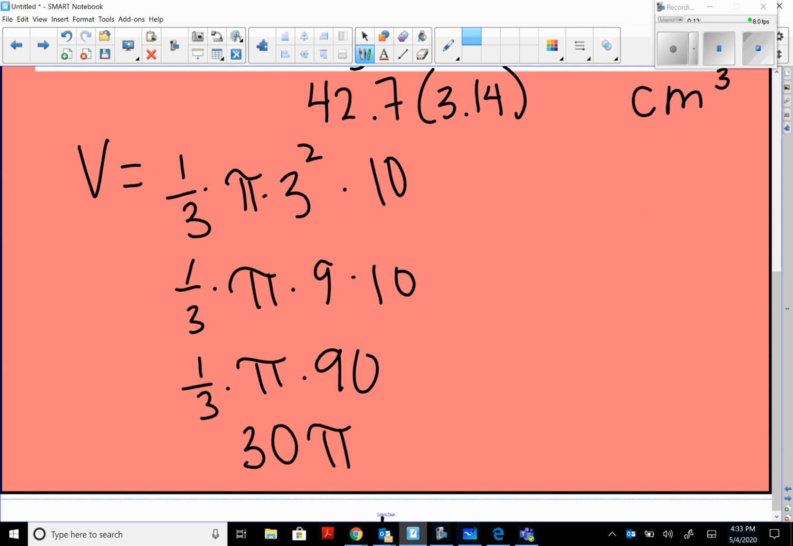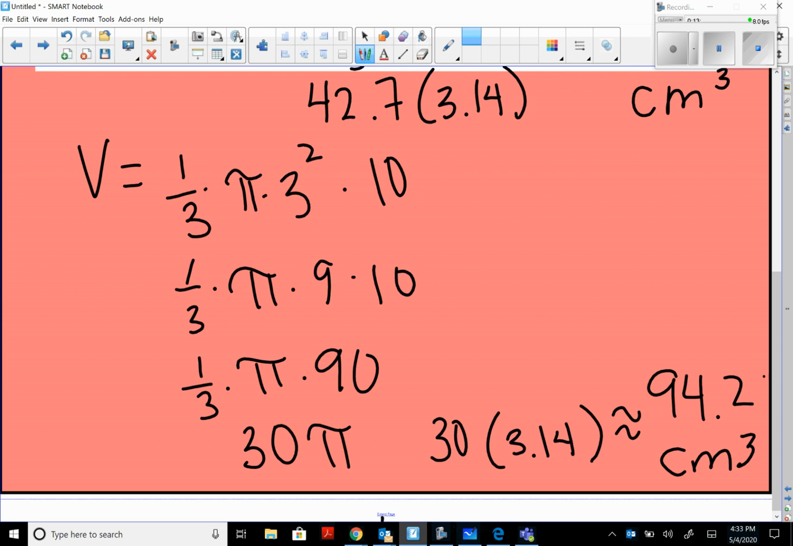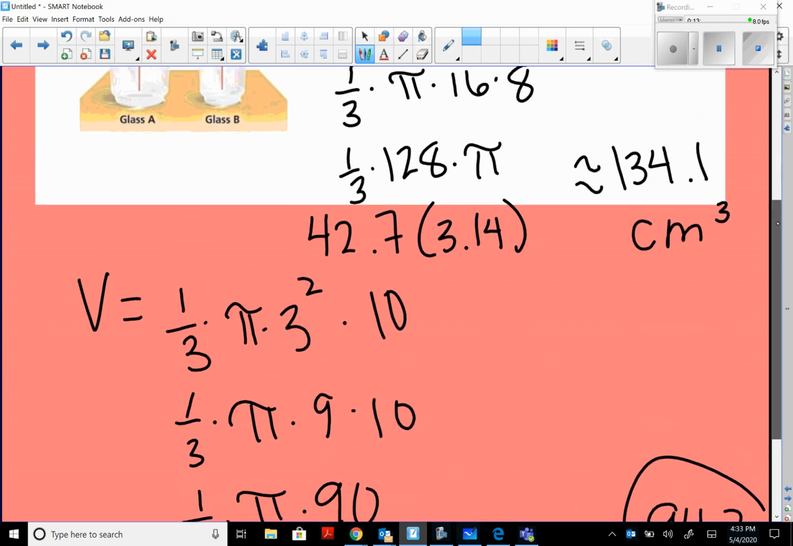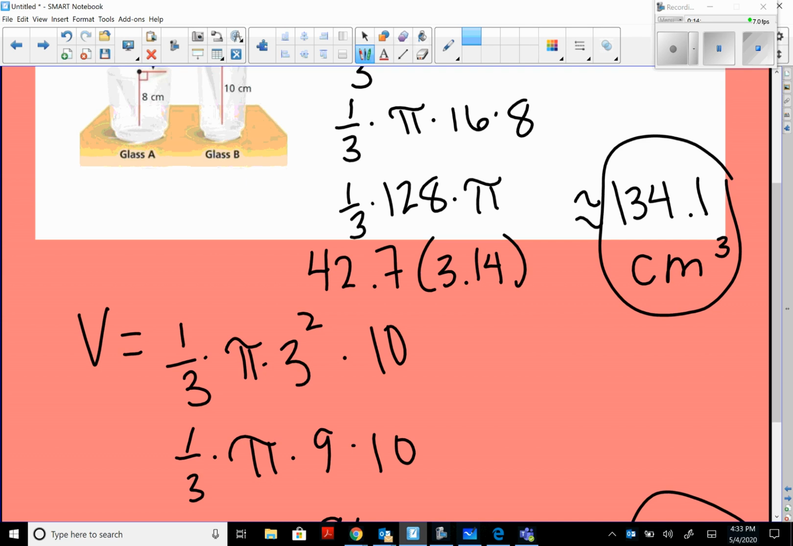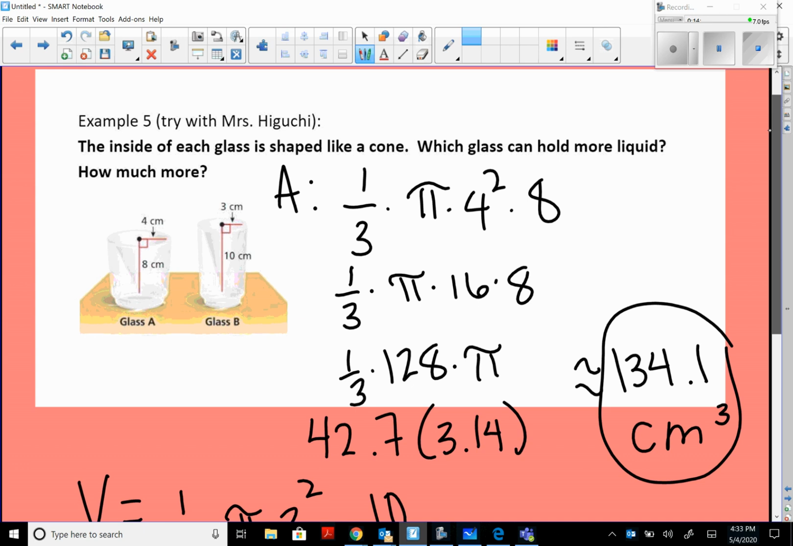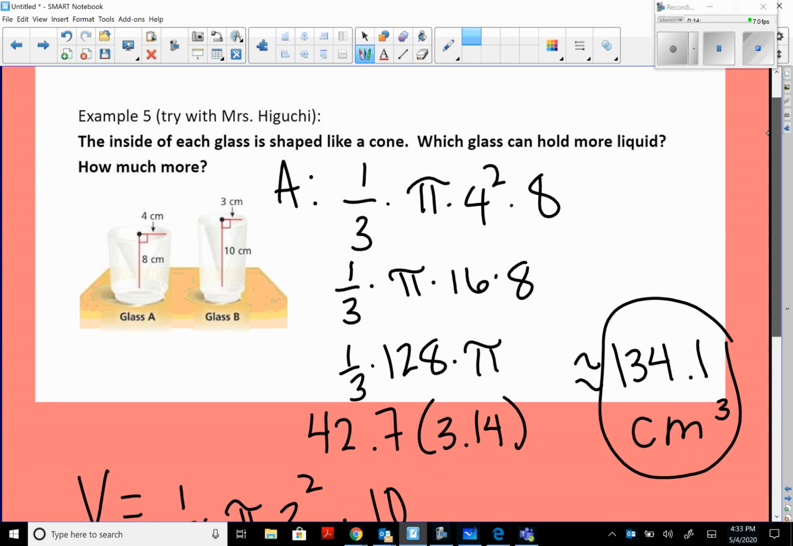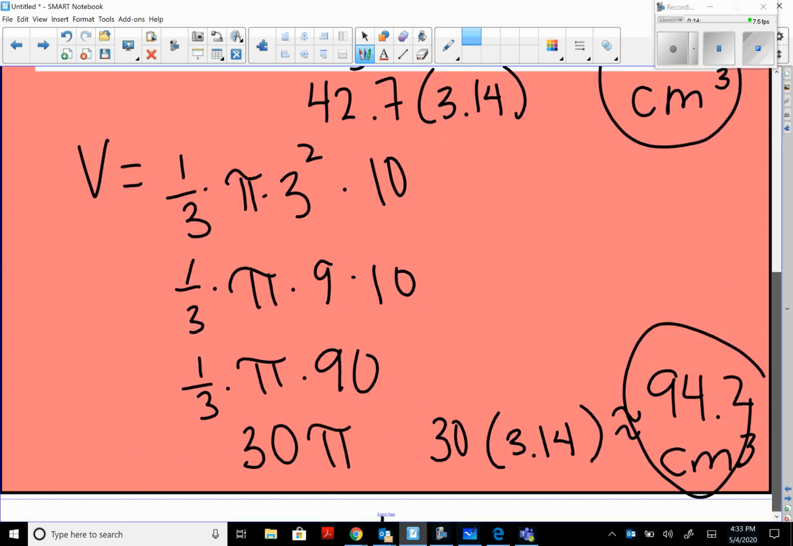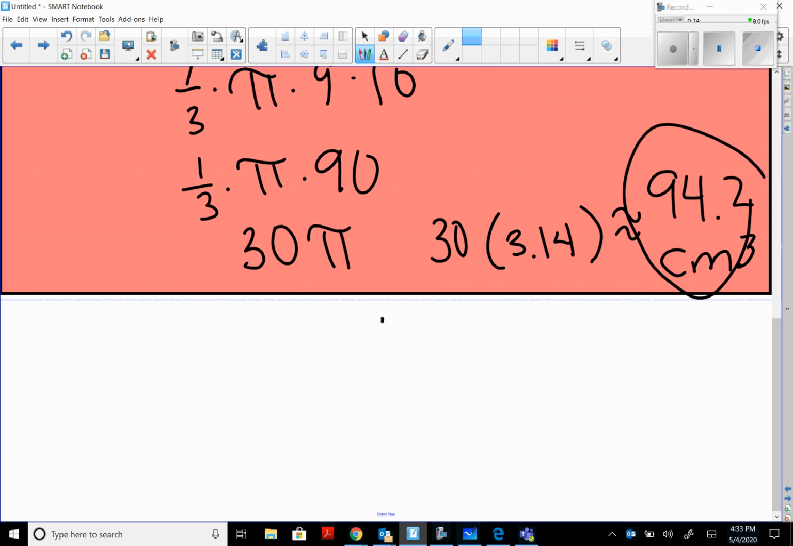And I need to go ahead and get an approximate answer. 30 times 3.14 is, so this is the approximate volume of glass B, 94.2 cubic centimeters. So we can already tell by looking that glass A is going to hold more liquid. But we're not finished because we didn't answer the question. We need to actually write out which glass can hold more liquid, and then we need to answer the question, how much more? So I'm going to go ahead and say glass A holds more.